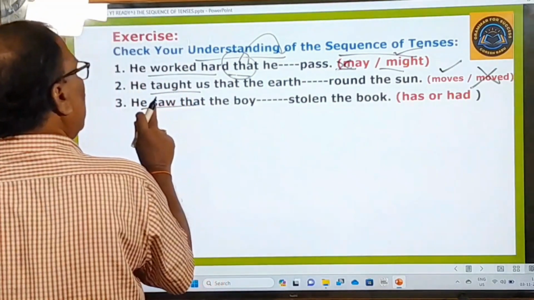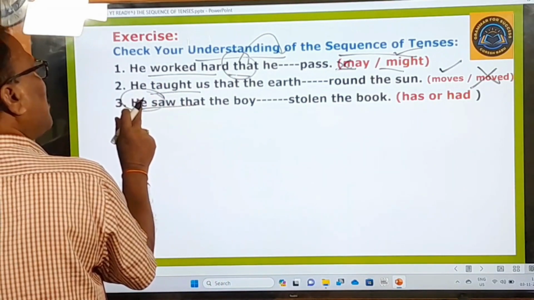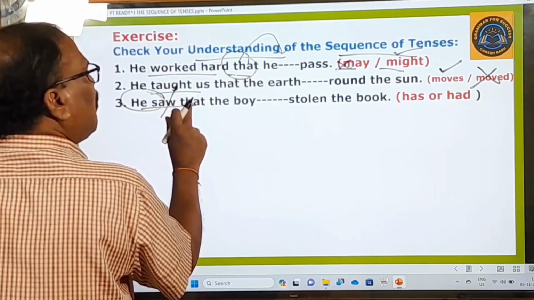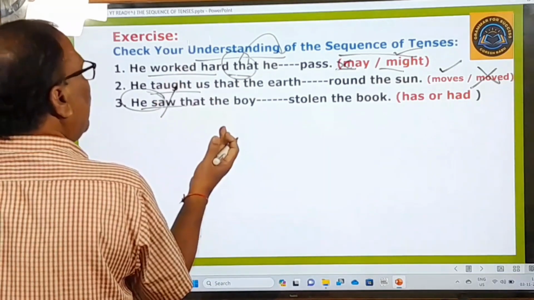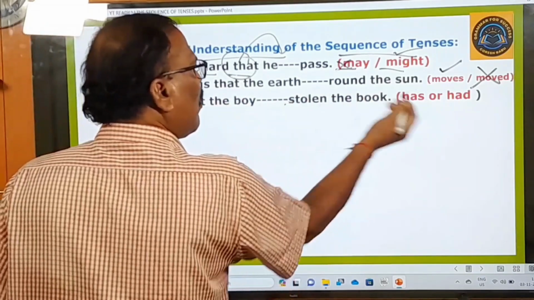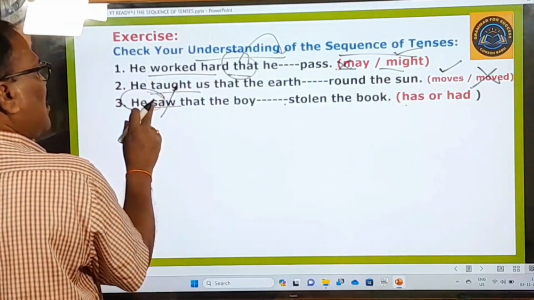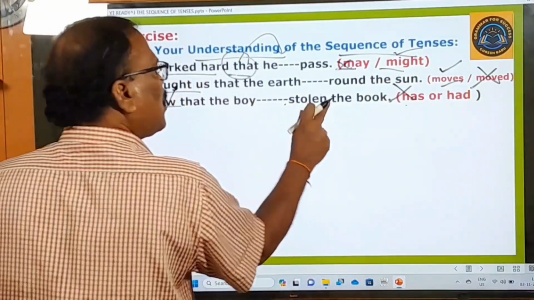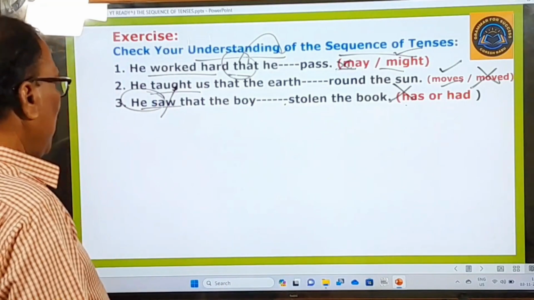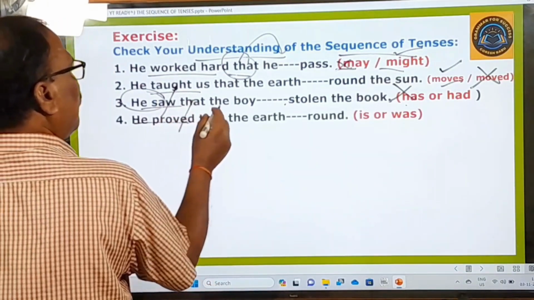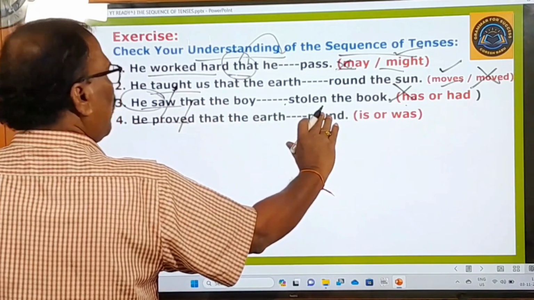He saw. This main clause is in the simple past tense. The subordinate clause beginning with that is not indicating a purpose. It is an ordinary conjunction, okay? So with this, what should we use? The boy has stolen or had stolen? Because the main clause is in the past tense, we should not use has, we should use only had. The boy had stolen the book. That is how you have to answer that. 5th one, he proved that, okay? This is the subordinate clause, this is the main clause.